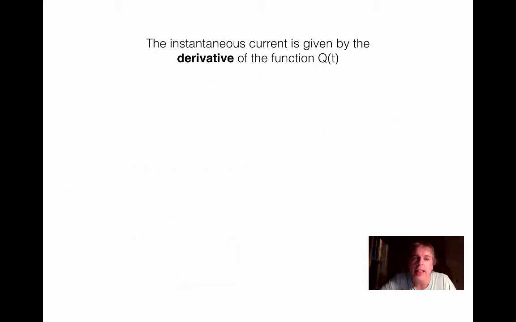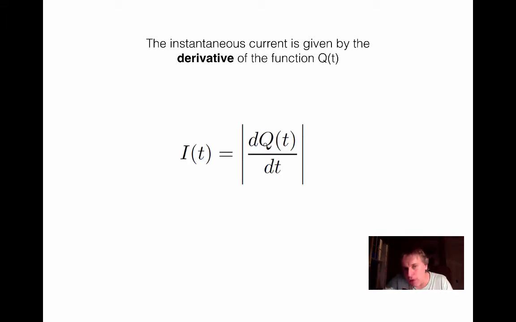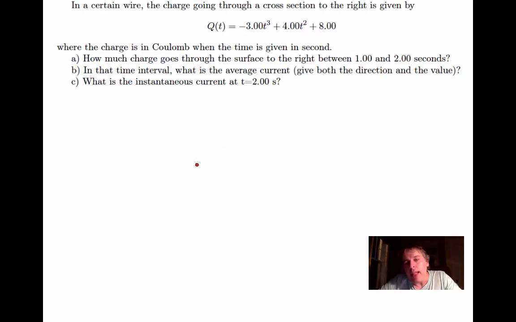Same thing here. Let's say you ask what's the actual current at a specific time, the instantaneous current. You take the derivative of the function q of t, and then you take the absolute value because again we want the current to be always a positive number. So you do dq/dt, the derivative of the function q of t, you take the absolute value, and that gives you the current at that time. Okay, this will be more clear with an example.